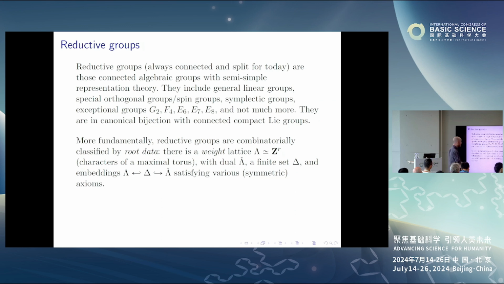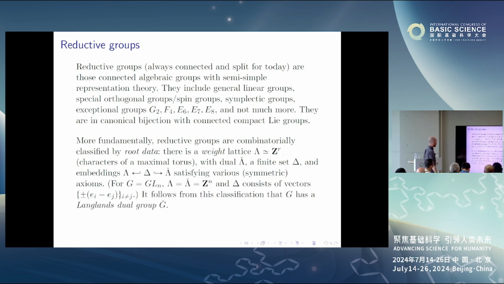Then there's a finite set called delta, and there are embeddings of delta into both lambda and lambda check that satisfy various axioms. Let me just comment. The axioms are completely symmetric in this whole picture. So just a very quick example, if G is GL_n, then lambda and lambda check are Z to the n, and delta consists of all vectors e_i minus e_j, with i not equal to j. Just to give a quick sense for it.